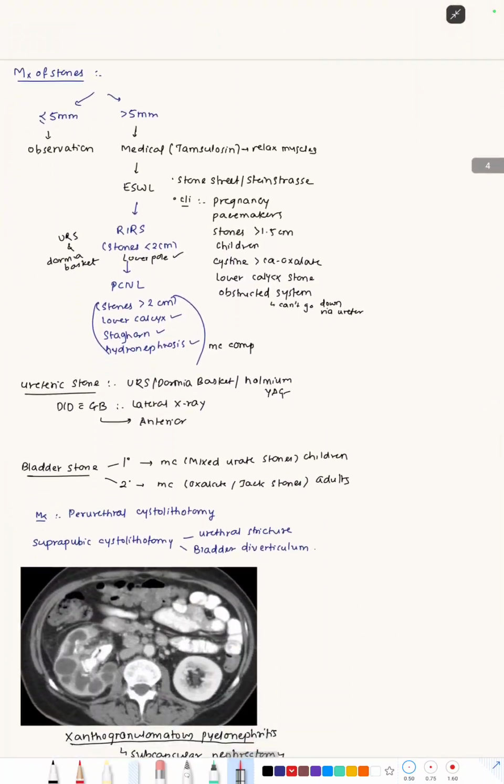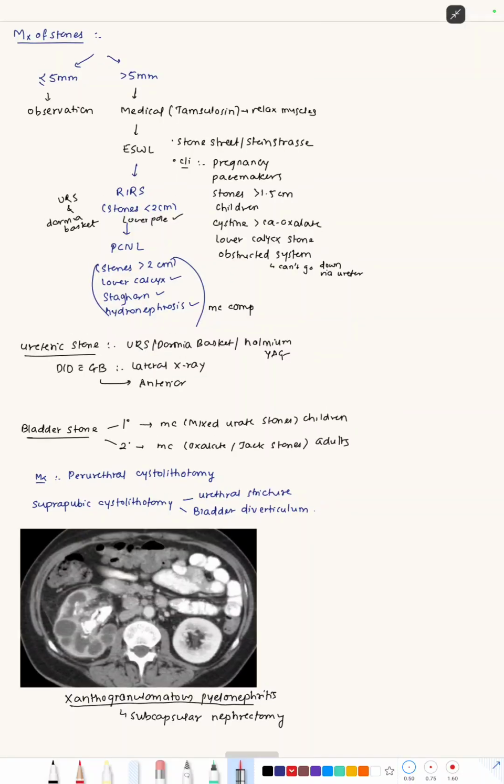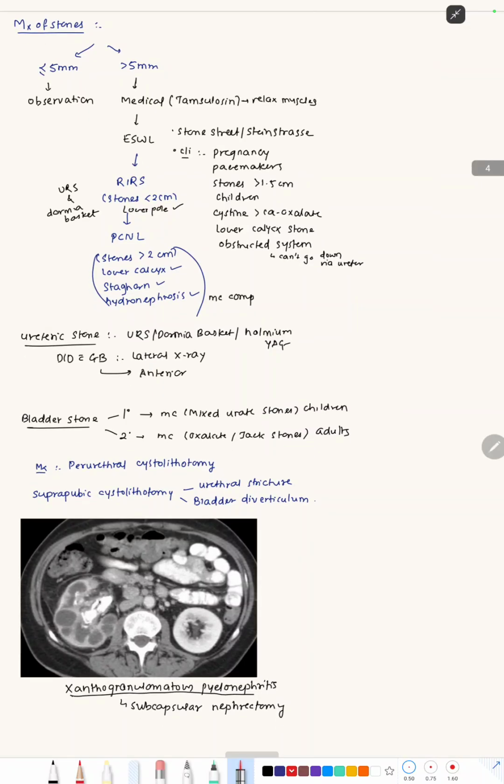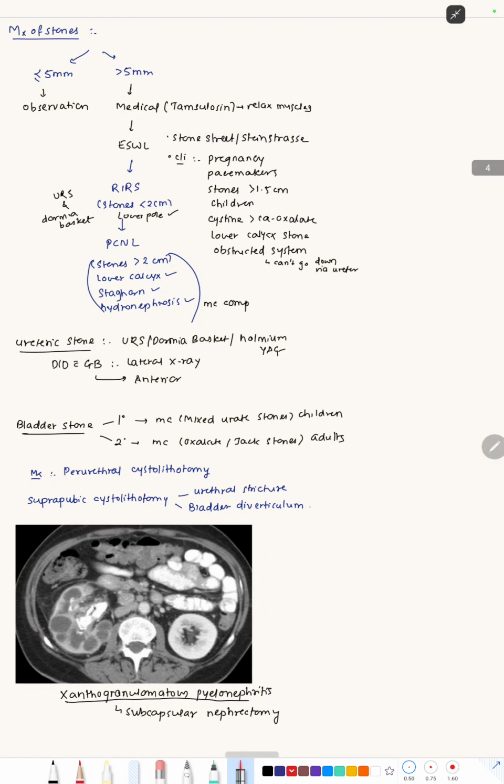And management of the stones, if it is less than or equal to 5 millimeter, you have to do conservative management. If it is more than 5 millimeter, first line medical therapy is given, that is alpha-1 blocker, that is tamsulosin. This is going to relax the muscles. Then the next is extracorporeal shock wave lithotripsy, ESWL. ESWL is contraindicated in many cases, that is in pregnancy, when there is a pacemaker, in children, or if the stone size is more than 1.5 centimeter. Cystine stones and calcium oxalate stones are resistant to it. It cannot be used in lower pole stones and obstructed system. Also in ESWL, if the stones are broken down and they come along the ureter, then it shows a stone street appearance, the steinstrasse appearance.